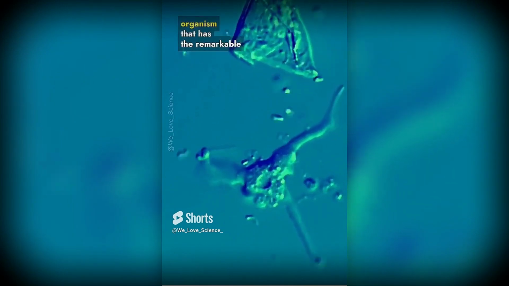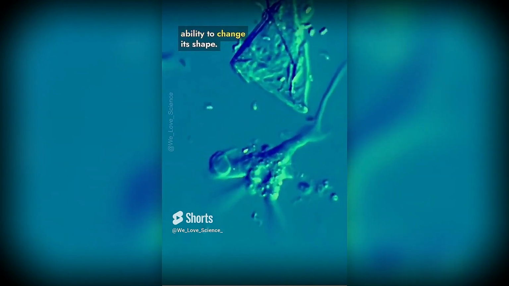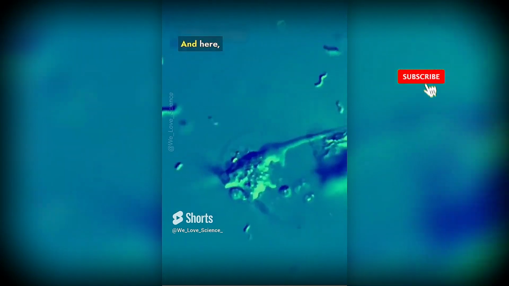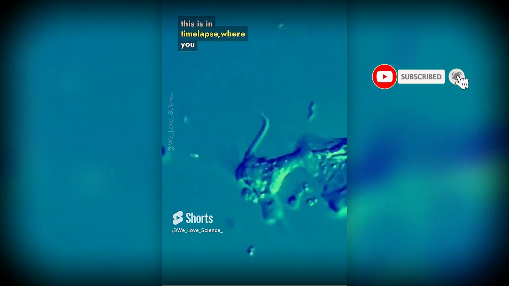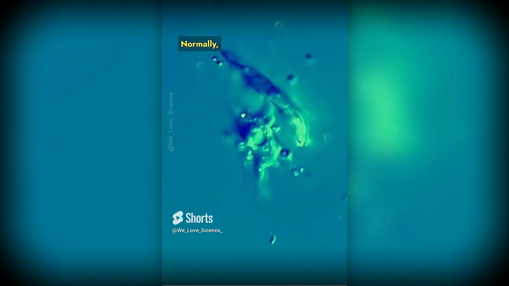This is amoeba. An amoeba is a single-celled organism that has the remarkable ability to change its shape. And here, this is in time-lapse, where you can see how one amoeba tries to eat some food that is much larger than itself. It was not very successful. Normally, amoeba feed on bacteria and other small things.